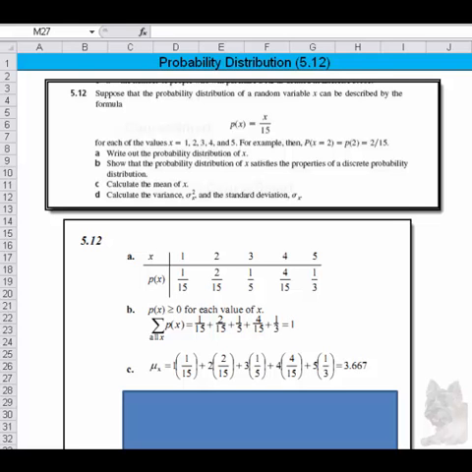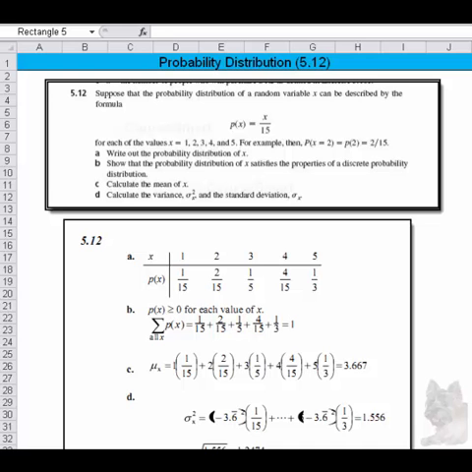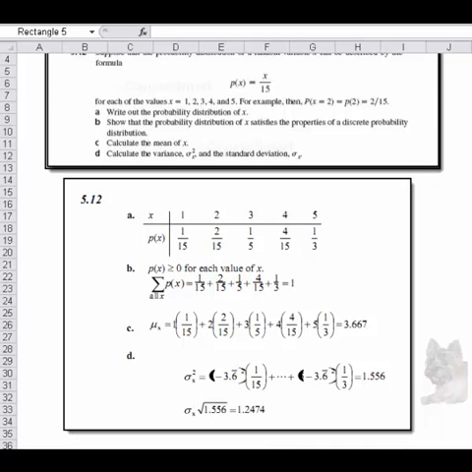Next, part D says calculate the variance and the standard deviation. Mathematically it's going to look like this. Let me slide up so you can see more of that. The variance is going to be equal to 1 minus 3.667 (the repeating decimal), squared, times 1/15, and then we do the same with the next value until we go to the end and come up with 1.556. Then we take the square root of that and we can come up with the standard deviation.